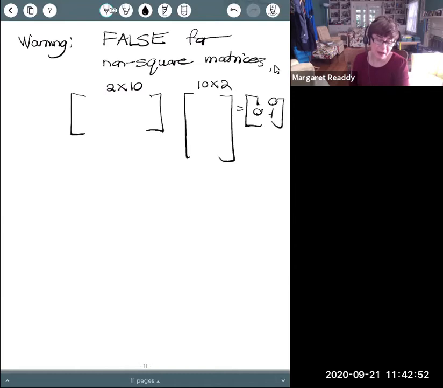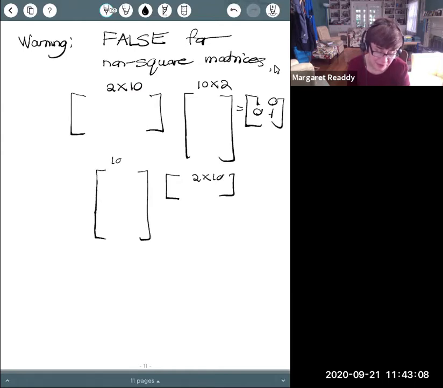And you can do that sometimes, or conversely, if you had this matrix and you put it over here, 2 by 10, the question is, can I find a 10 by 2 where I get a 10 by 10 identity? So this is a fun thing to think about. Can we actually do this?